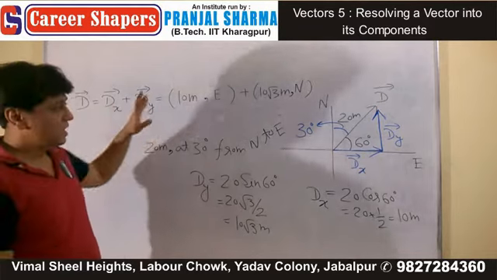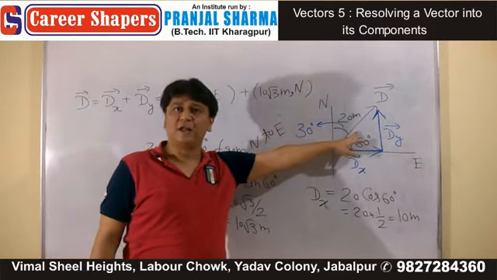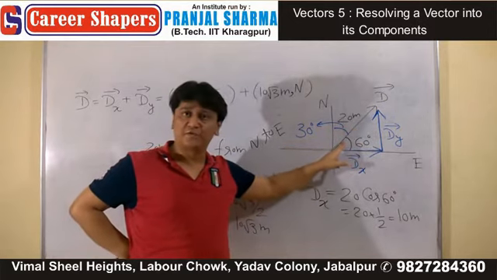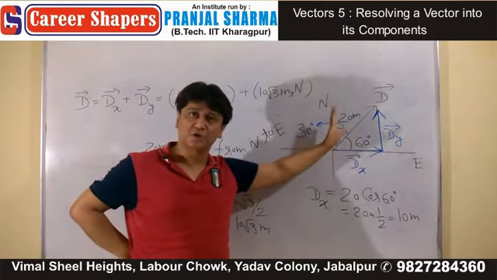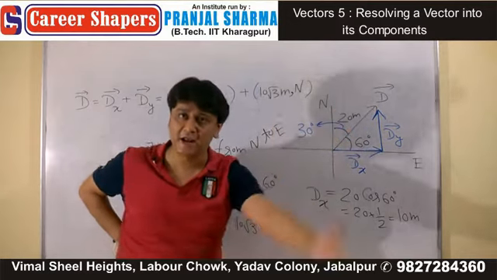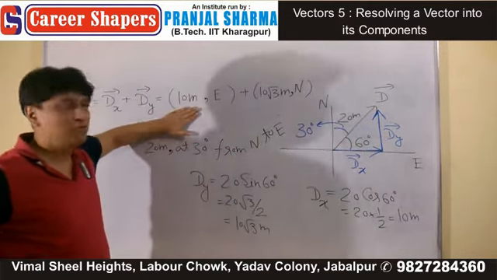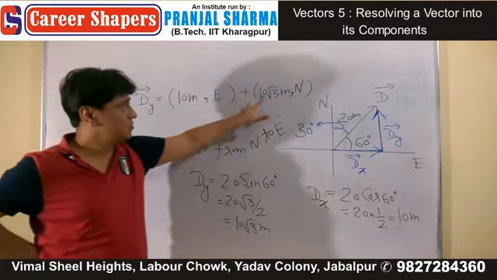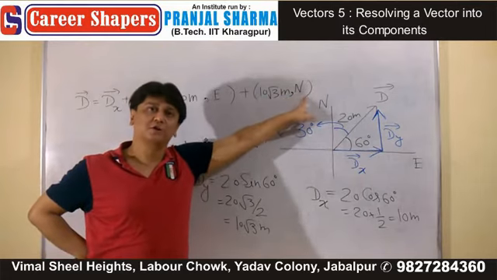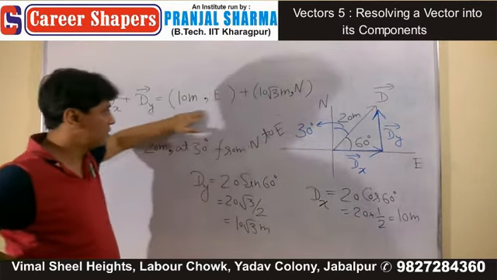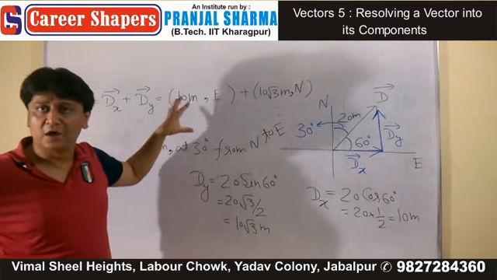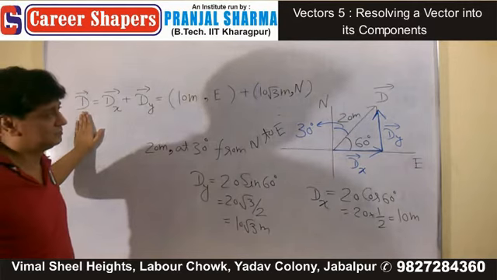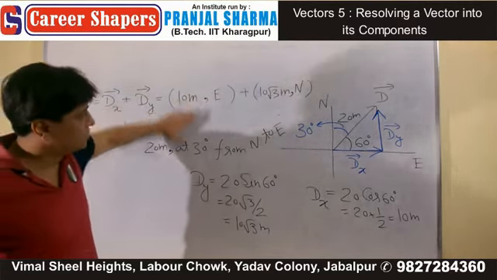So, a displacement of 20 at an angle of 60 degrees from east towards north is same as first move 10 meters east, then move 10 root 3 meters due north. These are called perpendicular components, mutually perpendicular components of the main vector. Note down this much.